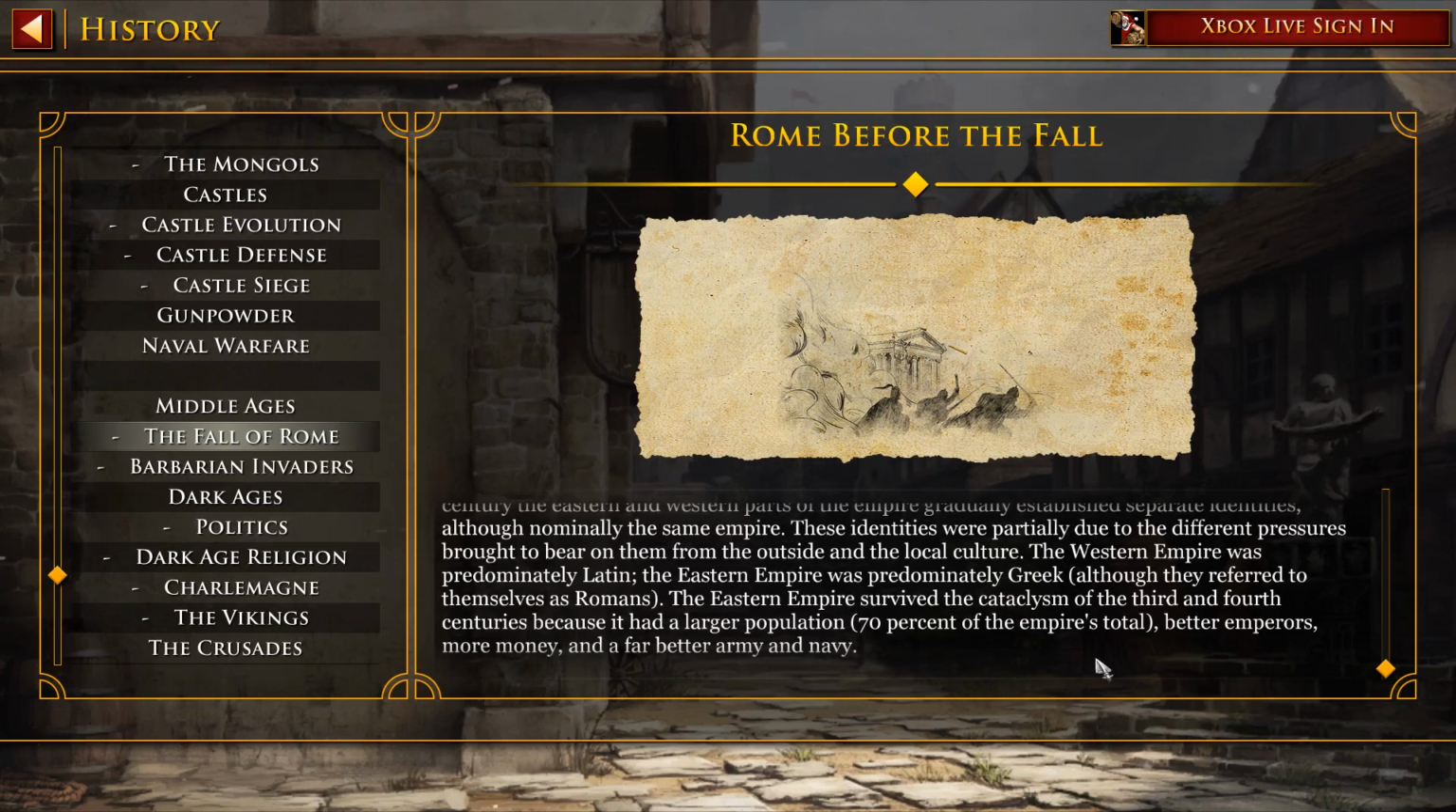The Eastern Empire survived the cataclysm of the 3rd and 4th century because it had a larger population, 70% of the empire's total, better emperors, more money, and a far better navy and army.